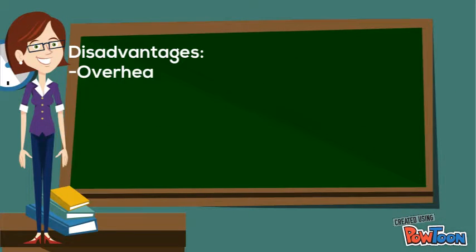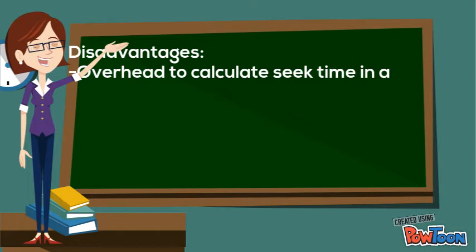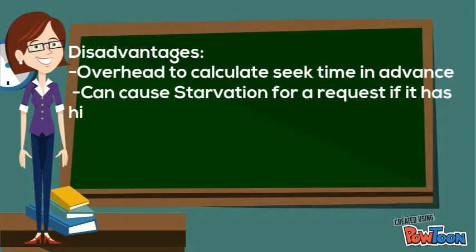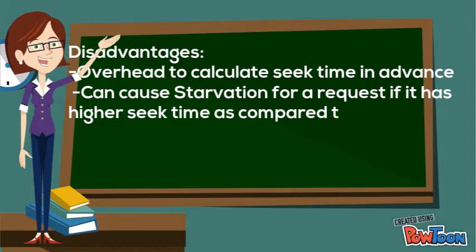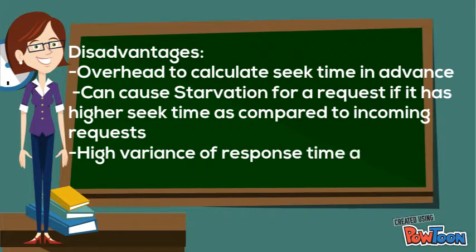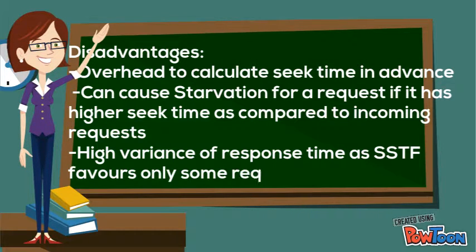Disadvantages: overhead to calculate seek time in advance. It can cause starvation for a request if it has higher seek time as compared to incoming requests. High variance of response time as SSTF favors only some requests.